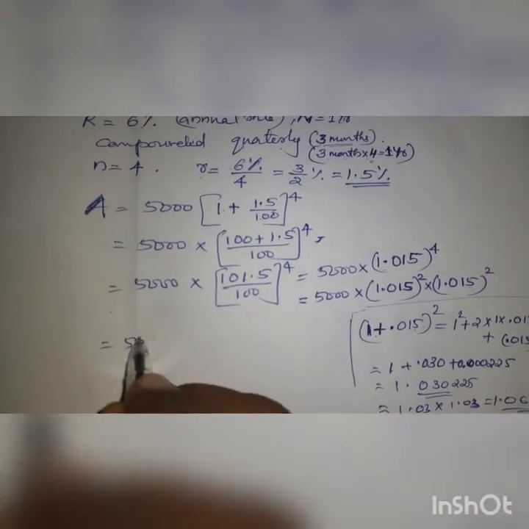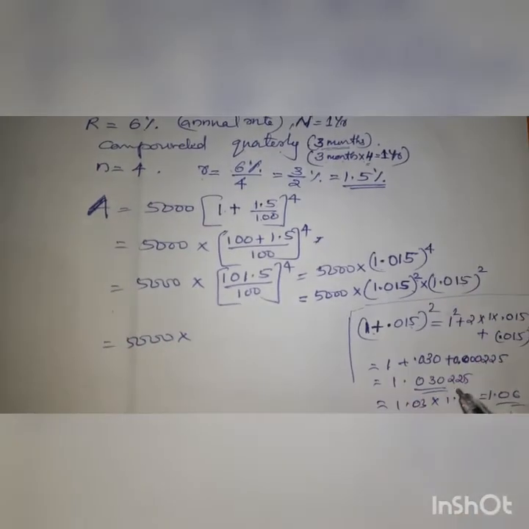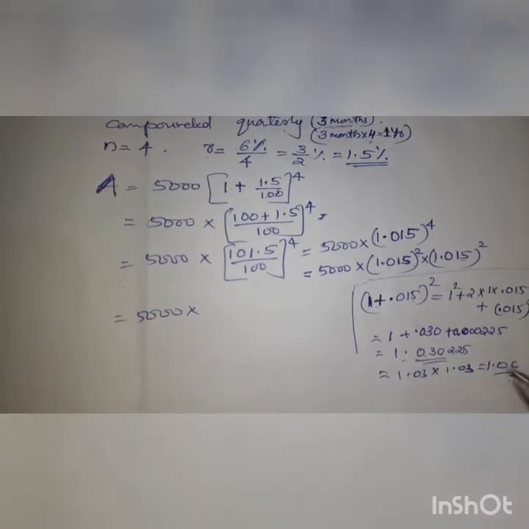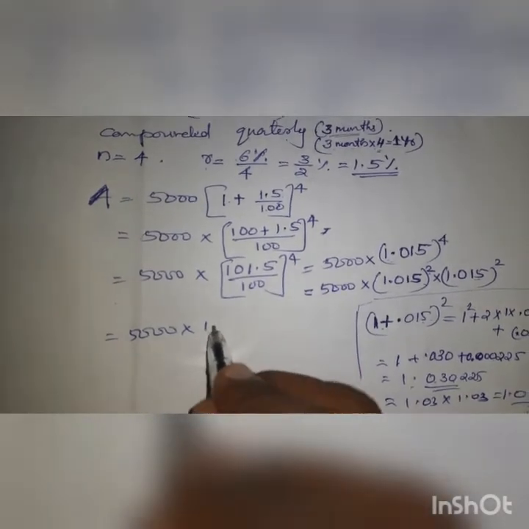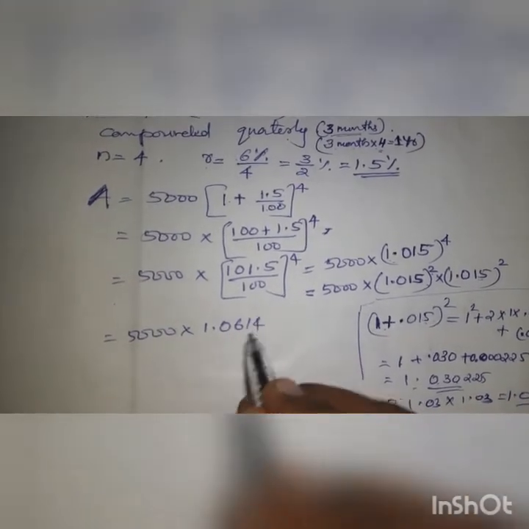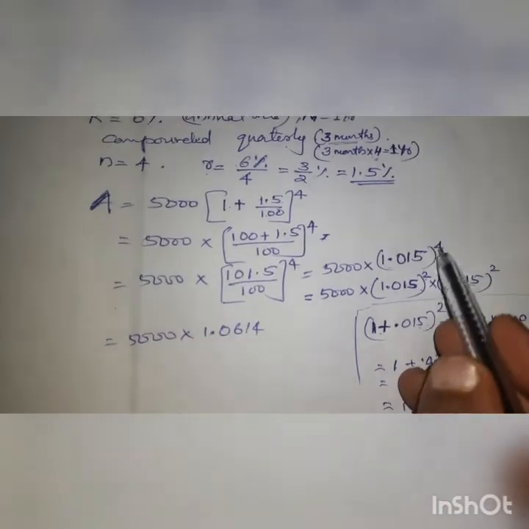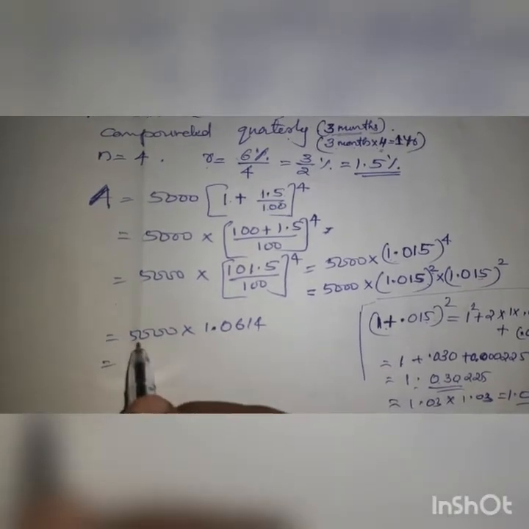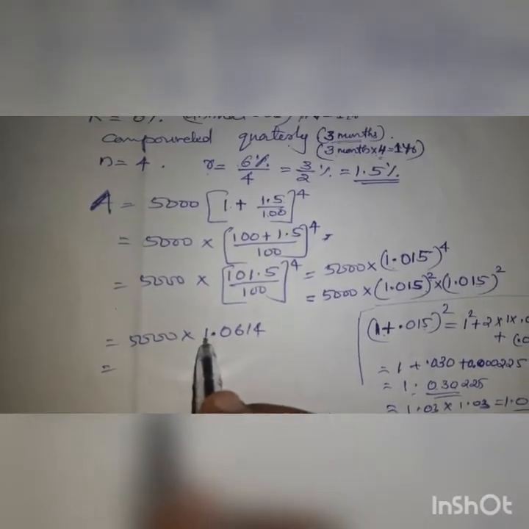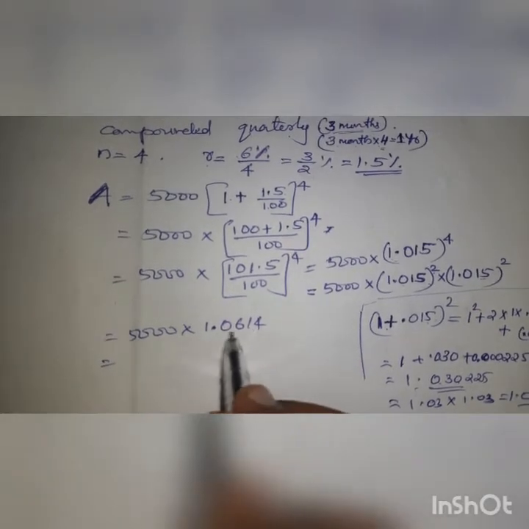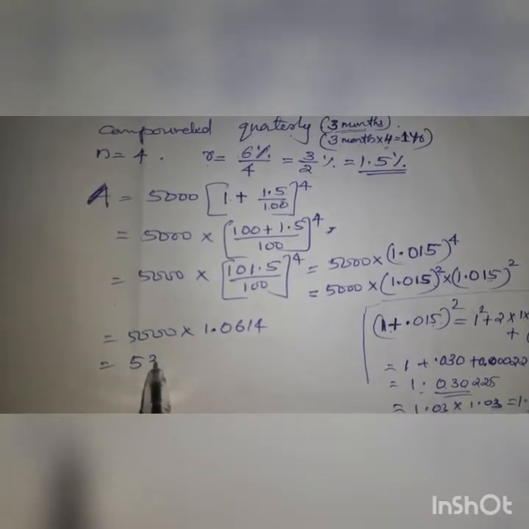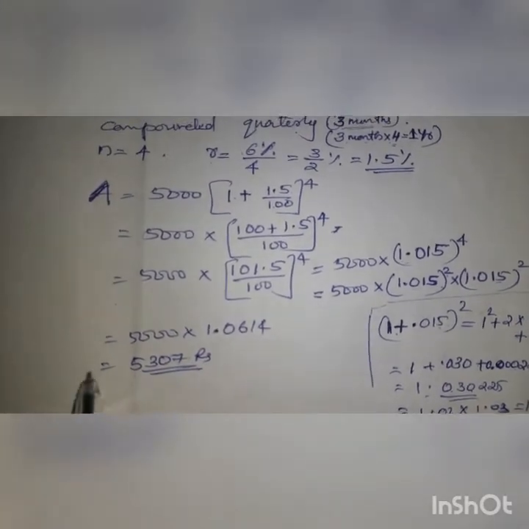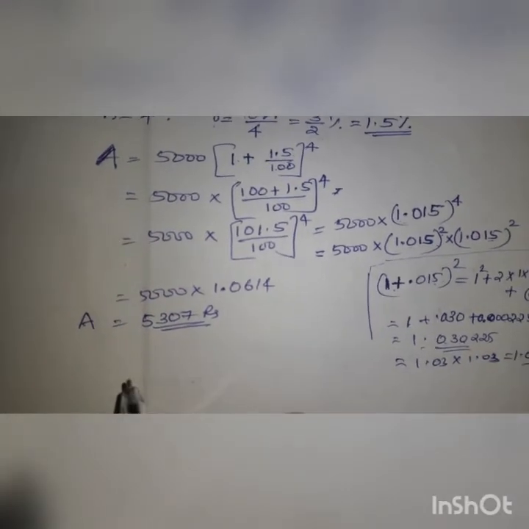So you will get 5000 into square of this one is 1.03. Then one more 1.03 you have to multiply. Same like again you can calculate. So you are getting 1.0614 if you take the square of both, or the multiplication of 4 times. So 5000 into, that is 5 into 1000 into 1.0614. Then if you multiply it, you will get 5307 rupees. So this is the amount after 1 year.